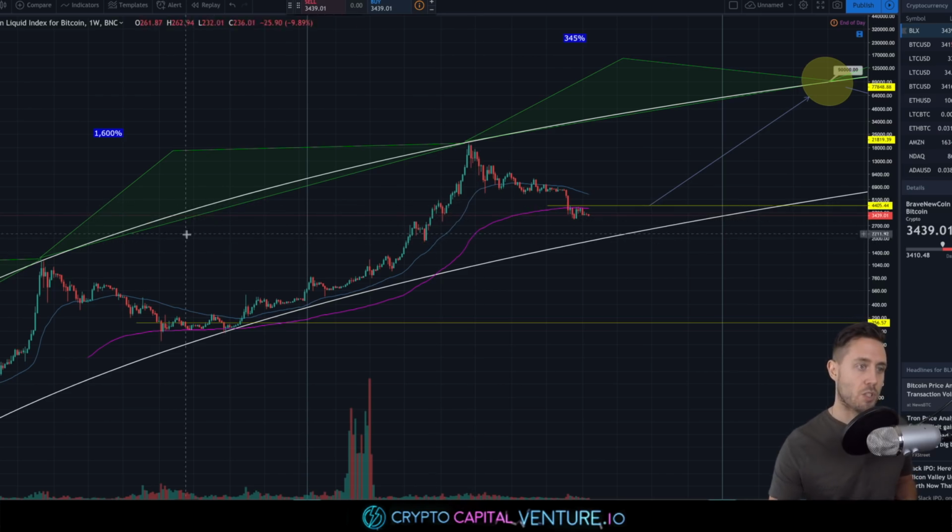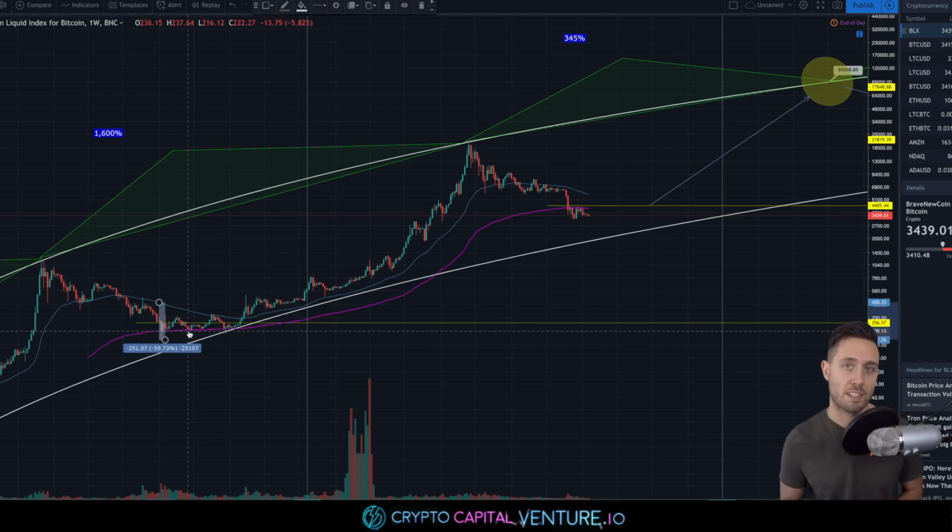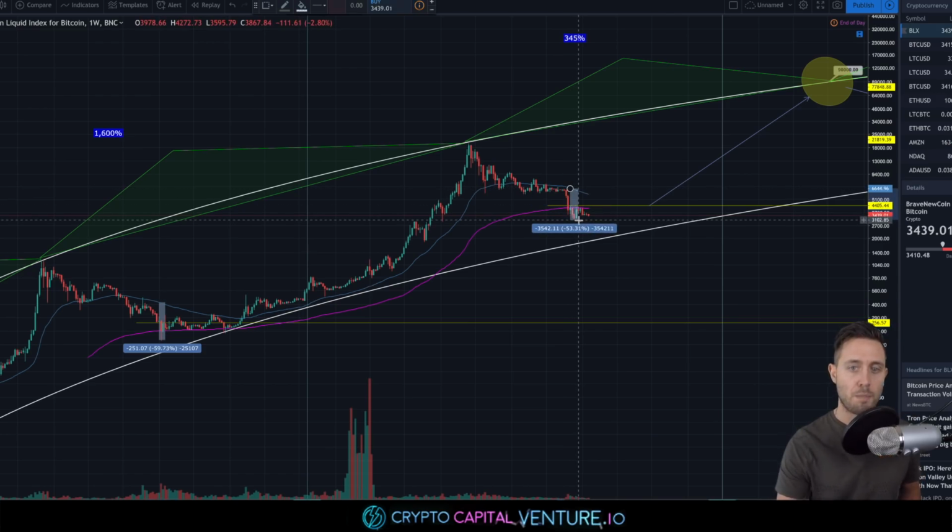So let's talk about overextension. We're on the weekly chart right now. Let's look at the last bear market. Overextension from the 50 EMA: 59% overextension from the 50 EMA on the weekly chart back in 2015. Now, to get an idea of how overextended we are in this market, we've gone as low as around 53% overextended on the weekly chart.